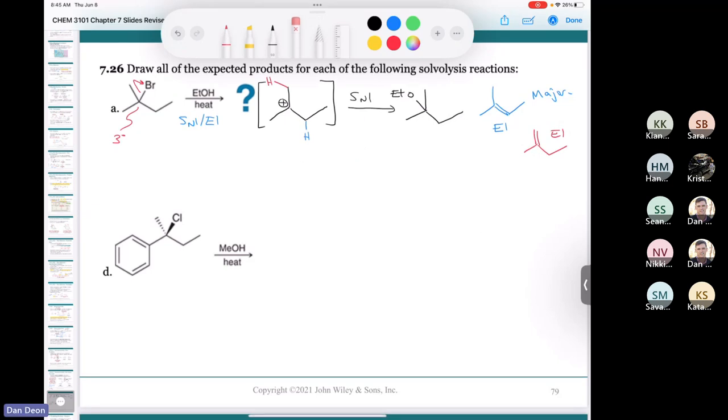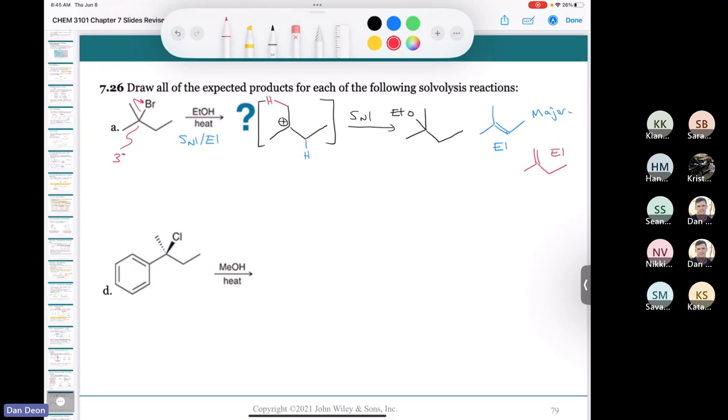Okay, good. So let's take a look at the next question, which is a little more interesting, okay? By interesting, I mean complicated. Okay, so we've got a tertiary benzylic. Oh, you bet your bobby socks, that's going to react by an SN1 or an E1. So it's tertiary and benzylic. That's a double whammy. This guy's just ready to pop, okay? And then you've got a polar protic solvent, right? Methanol is polar. It's capable of hydrogen bonding, so the stage is set for SN1 and E1 reactions.